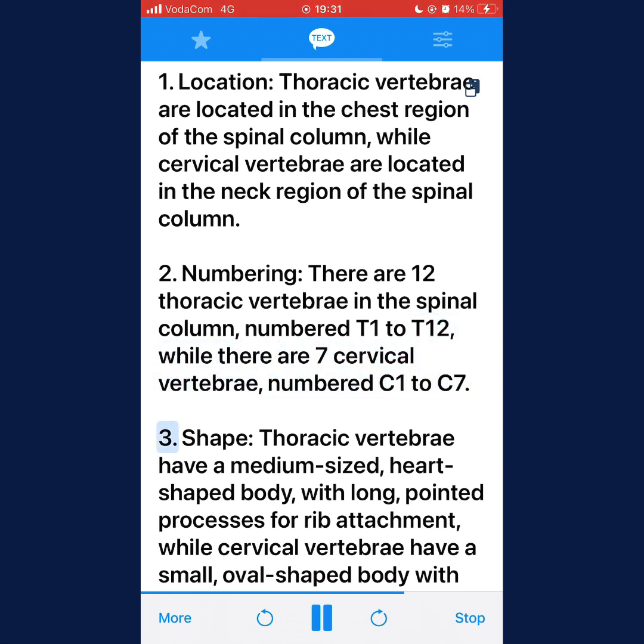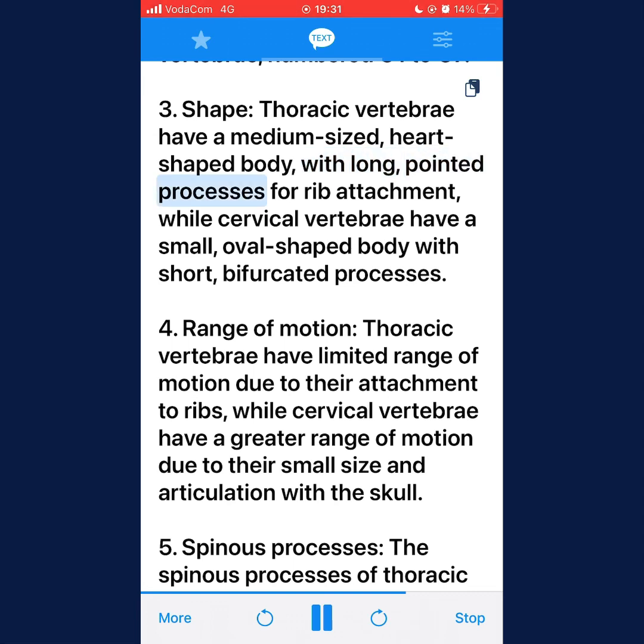3. Shape. Thoracic vertebrae have a medium-sized, heart-shaped body, with long, pointed processes for rib attachment, while cervical vertebrae have a small, oval-shaped body with short, bifurcated processes. 4. Range of motion.